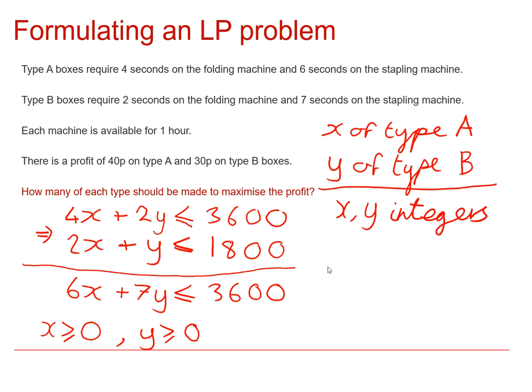And the final thing, which we've not said anything about yet, is the objective function. Now in this case we're talking about the profit, so we might give the objective function the variable name p, and we need to think about what that is in terms of x and y. Well, we're told that we make 40 pence profit on type A, so that would be 40x, obviously using units of pence here, and 30 pence on type B, so that will be 30y. And that's the thing that we're going to try to maximize.